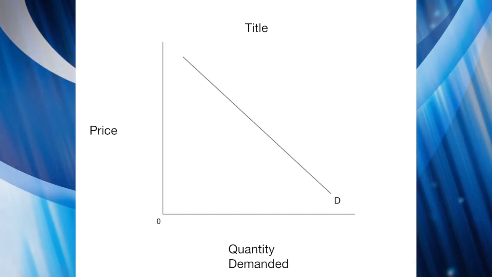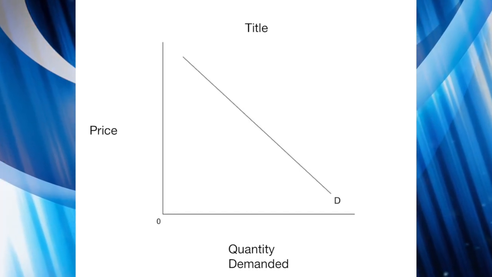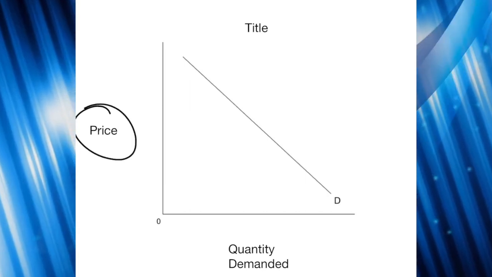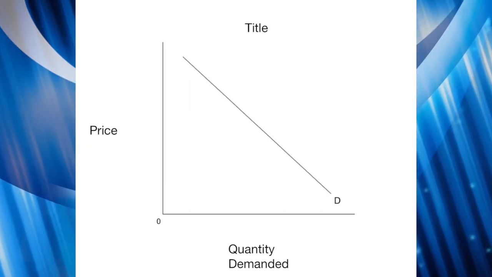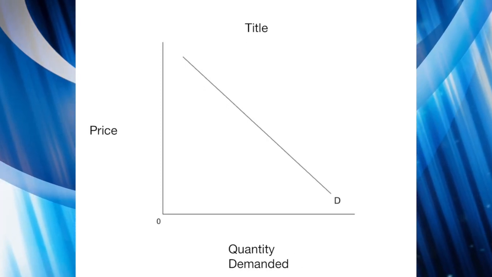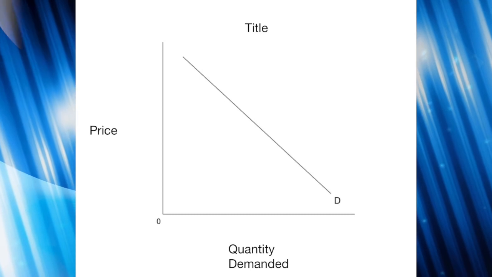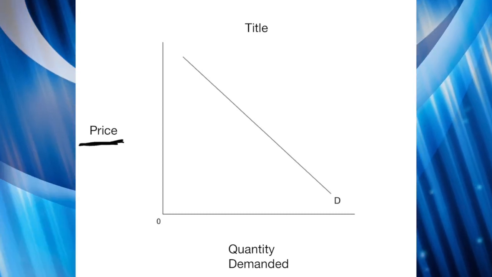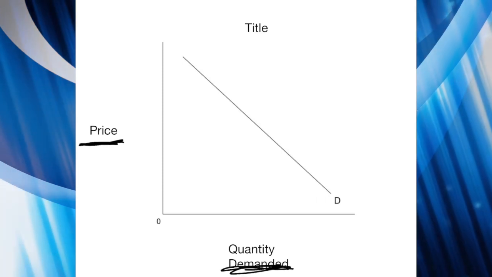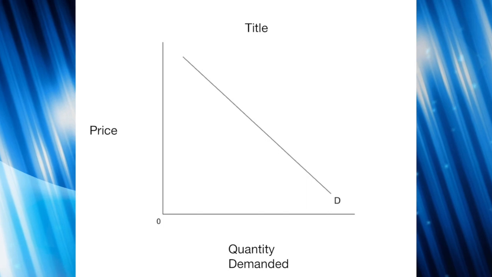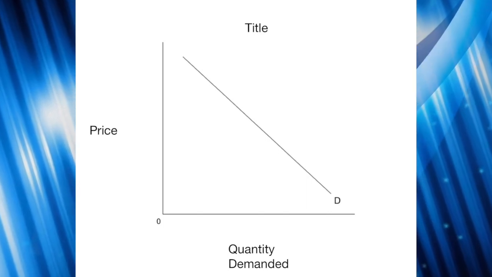All right, really quick, we're going to go over what the demand curve looks like. If you can see over here on the y-axis, we have price, and on the x-axis, we have quantity demanded. That's going to be the same case, doesn't matter if it's supply or demand. You're always going to have price on the y-axis, and quantity demanded, or quantity, on the x-axis.